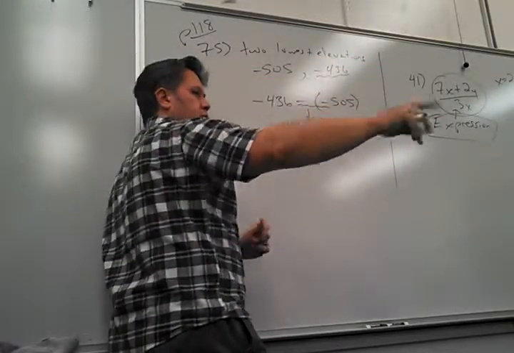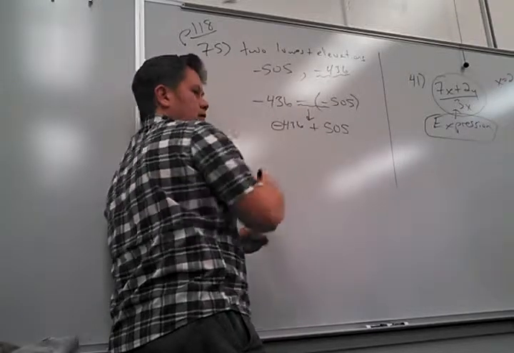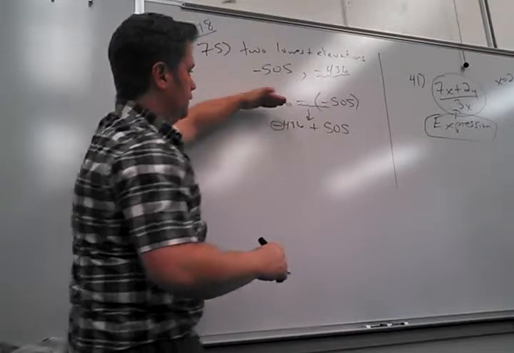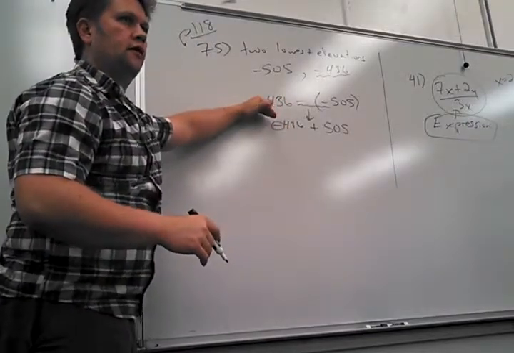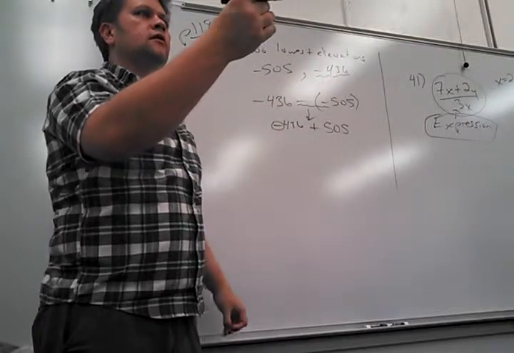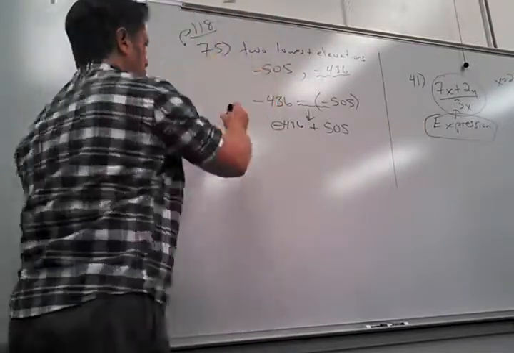So be careful. This isn't positive 436. This is negative 436. So this does not say 436 plus 505. It says negative 436 plus 505. So are they the same sign? No. So what do you do when they're different signs? Subtract. When they're different signs, you subtract.